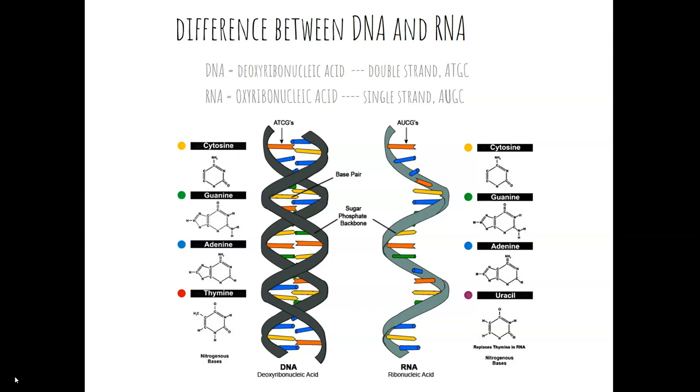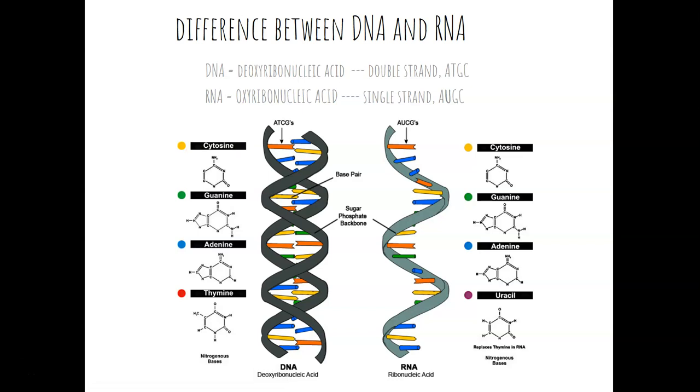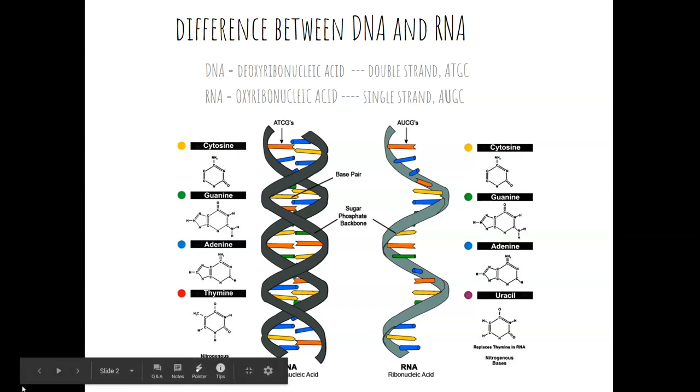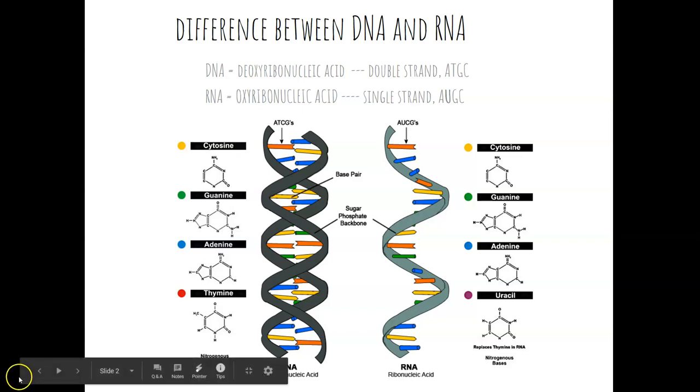DNA is commonly found in a double strand where you have two sugar phosphate backbones attached to each other by the bases. The bases that you find in DNA include cytosine, guanine, adenine, and thymine. RNA, on the other hand, is generally found in a single strand formation, and that single strand has a sugar phosphate backbone in which the sugar is a ribose sugar. The bases that you find in RNA are cytosine, guanine, adenine, and uracil.